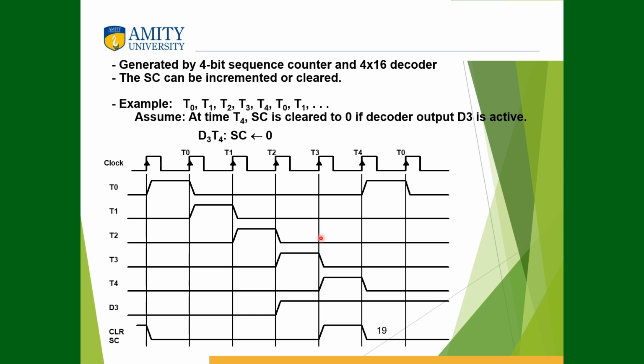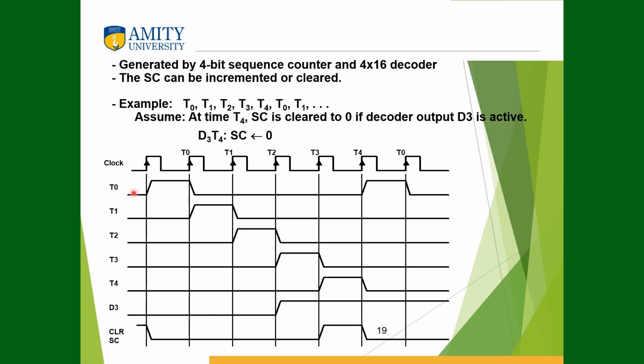This here is a timing diagram, generated by a 4-bit sequence counter and a 4x16 decoder. The sequence counter can be incremented or cleared. An example is T0, T1, T2, T3, T4, T0, T1. So the cycle stops at T4 and starts at T0 again. This is because at time T4, the sequence counter is cleared to 0 if the decoder output D3 is active. This is the condition because of which the sequence counter is cleared to 0. Thus our timing signal starts from T0 after T4.